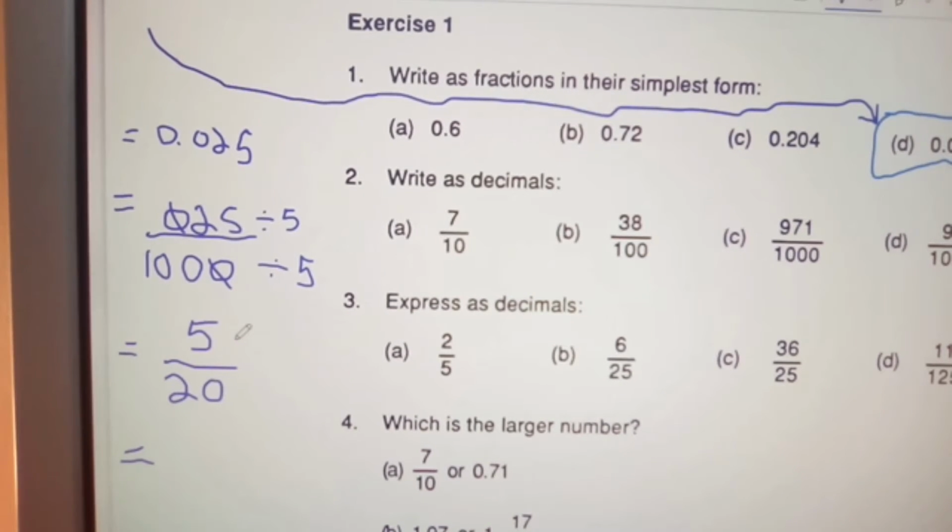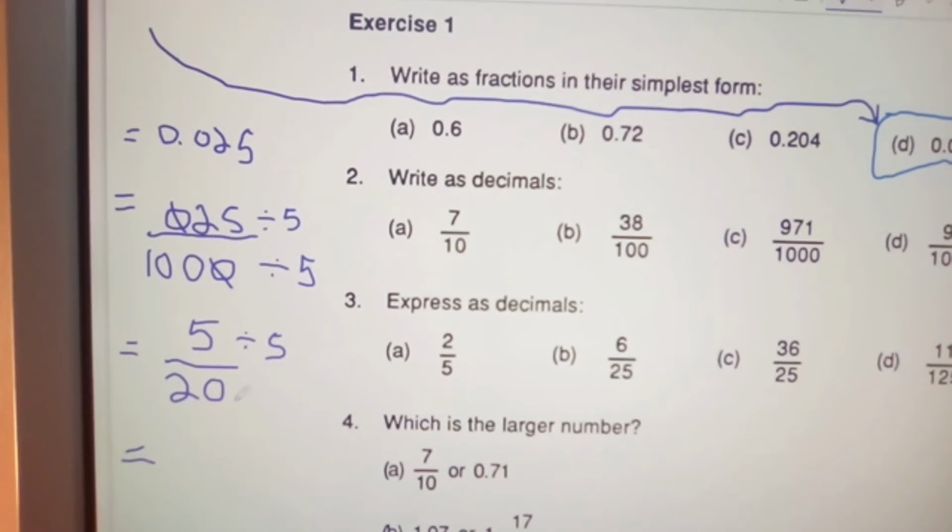So let's see. Divide that by 5. Divide the, don't forget, numerator.